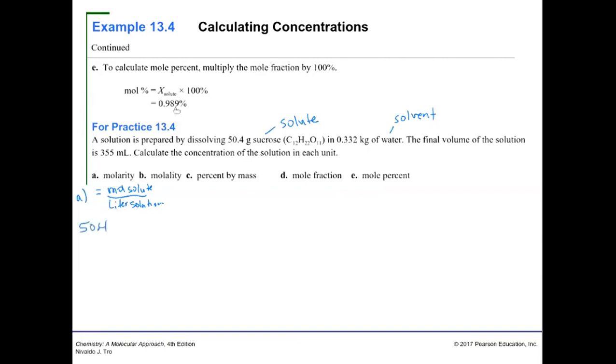50.4 grams of our sucrose, C12H22O11, times 1 mole of that. We would add up all the masses from the periodic table, which comes to 342.34 grams. So there your grams cancel, and we have 0.147 moles. So this is our solute.